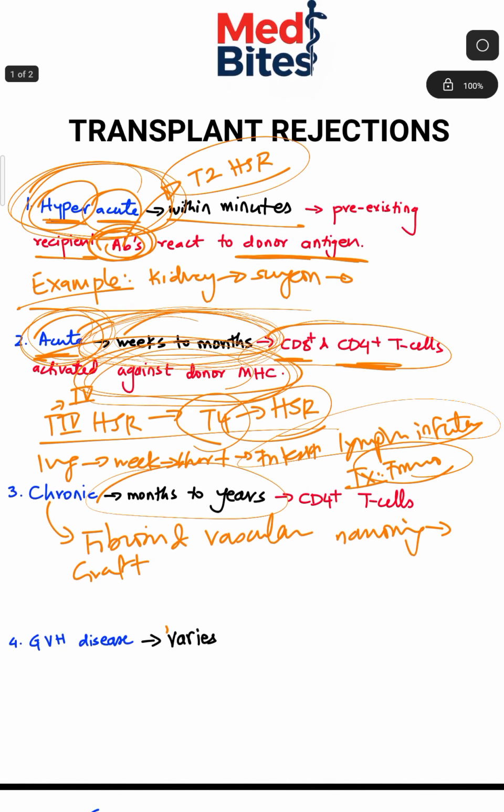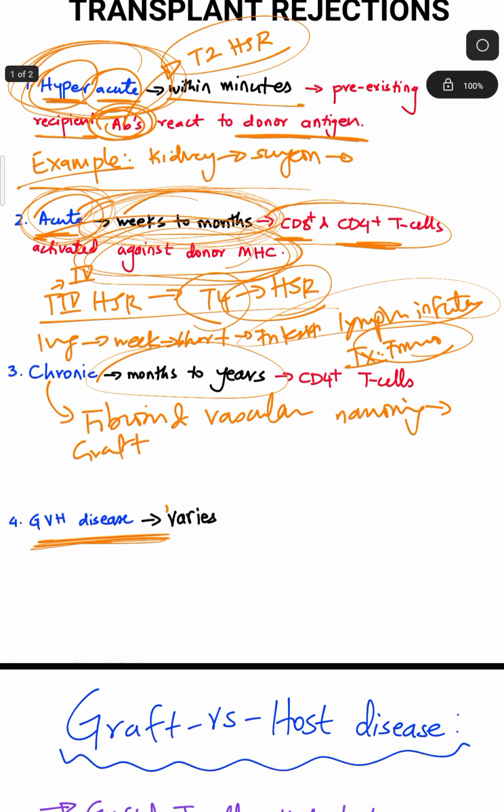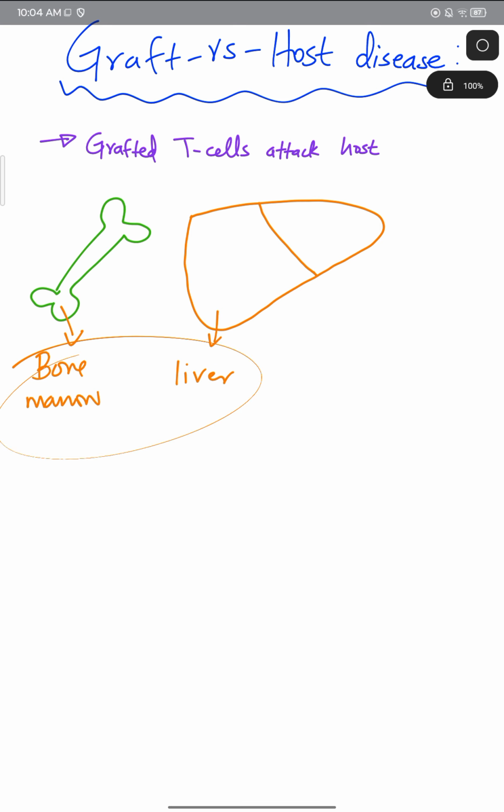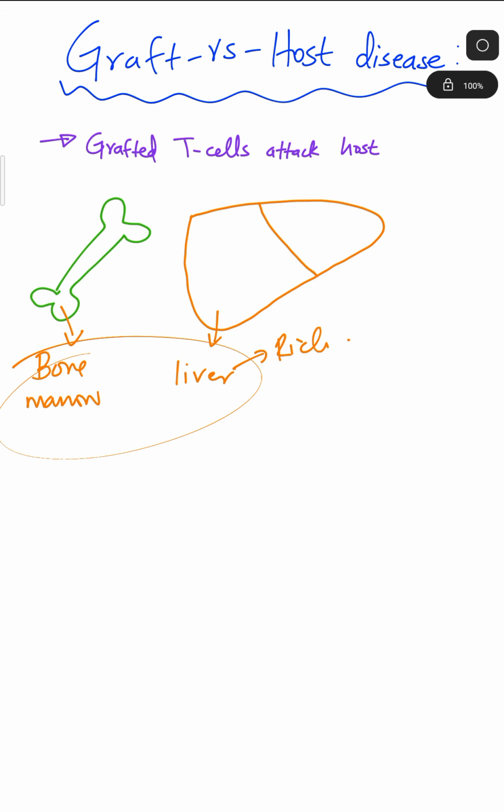Now, the most high yield part that you are going to 100% be tested is graft versus host disease. And for this, we're going to make its own slide. Okay, graft versus host disease. Usually, this happens after a bone marrow transplant or liver transplant. Why is that? Because the bone marrow and the liver are rich in lymphocytes. These two are rich in lymphocytes.